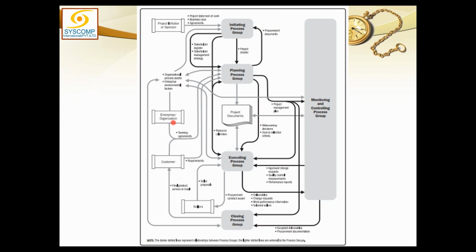Going back, we have some other boxes, the external boxes. We have the project initiator or sponsor who is bringing the project in. Then there is the organization, which gives us the organizational process assets and enterprise environmental factors. Then the customer, who gives us the requirements. Between the organization and customer, there might be some teaming agreements, some joint application development kind of thing. If there is such a scenario where our organization and the customer will work together, I should know about it in planning. So teaming agreements must be provided to me in planning.